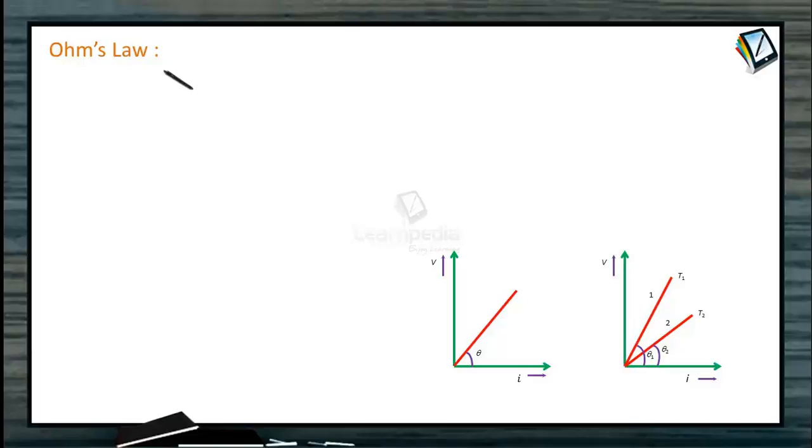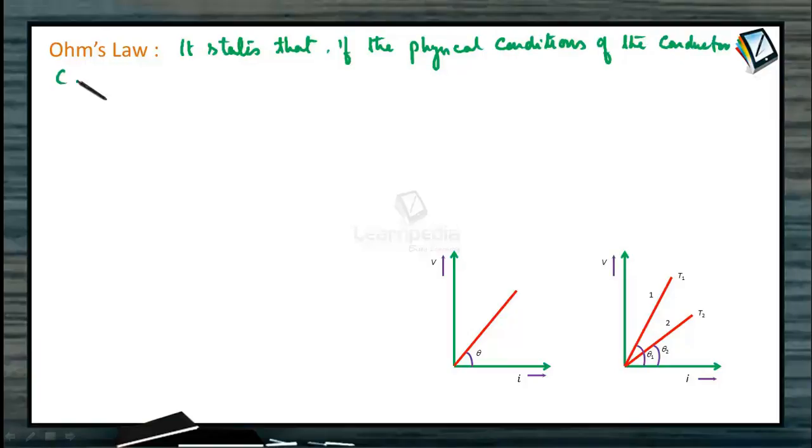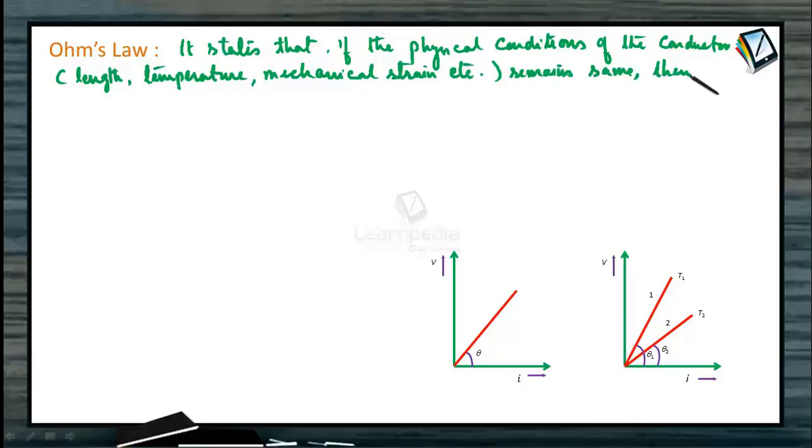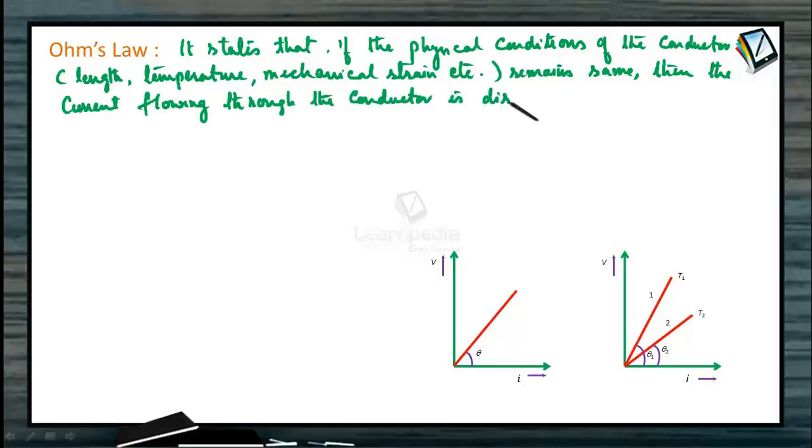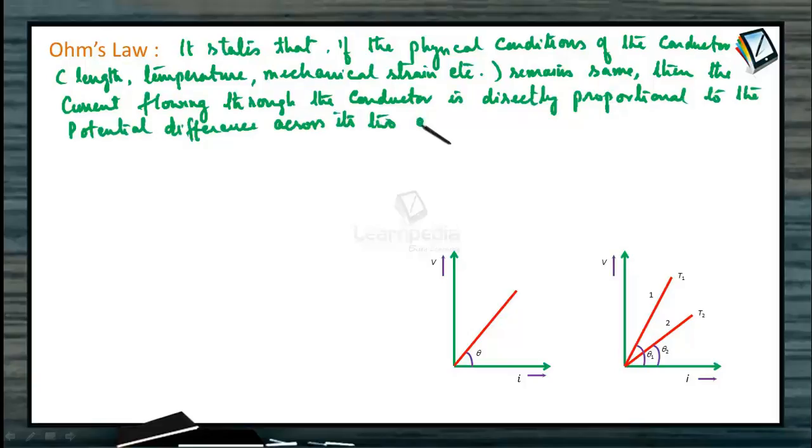If the physical conditions of the conductor, that is length, temperature, mechanical strain, etc., remain the same, then the current flowing through the conductor is directly proportional to the potential difference across its ends. So Ohm's law states that if the physical conditions of the conductor remain the same, then the current flowing through the conductor is directly proportional to the potential difference across its two ends.